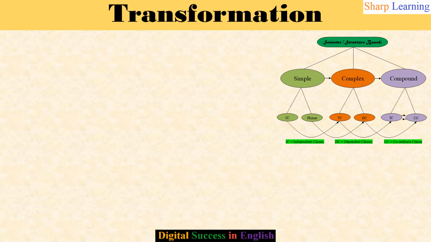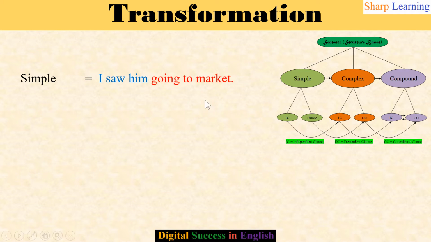Okay, so simple sentence means one IC or more phrases. Complex sentence means one IC or more DCs. Compound sentence means one IC or more CCs. Now we are going to an example. Simple sentence: I saw him going to market.